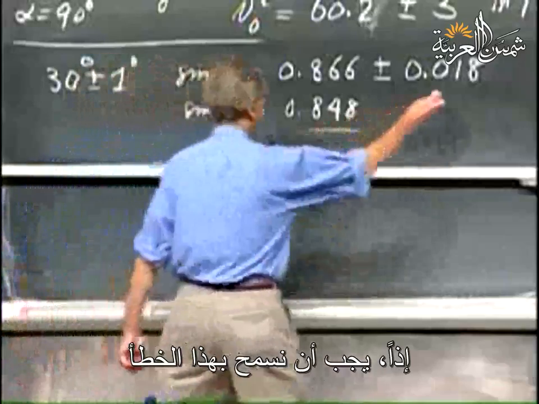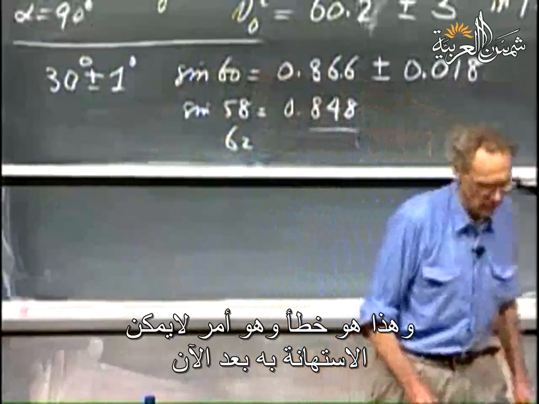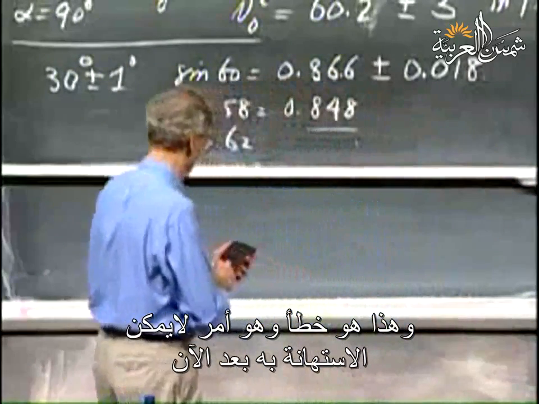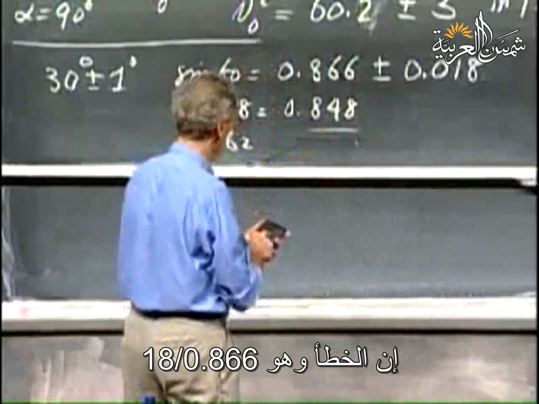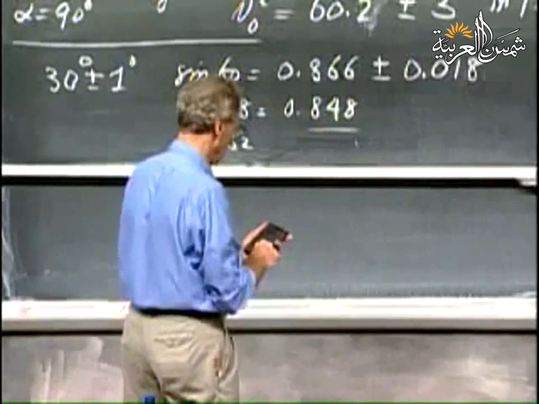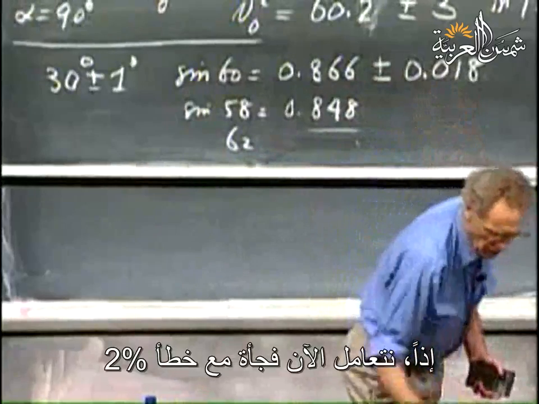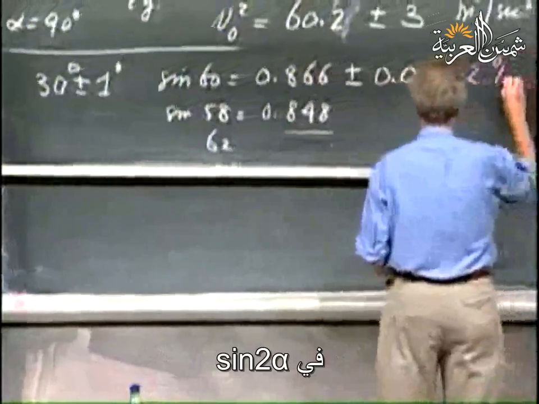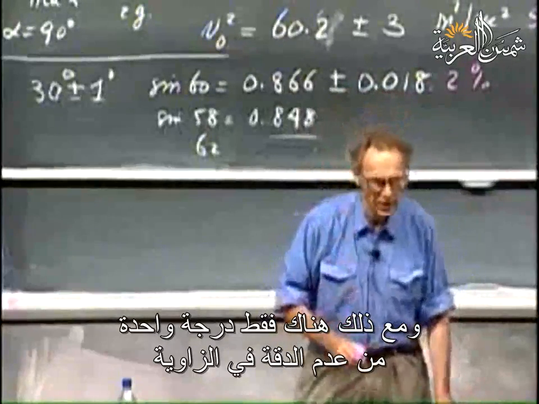So we must allow for this error. And that is an error which is by no means negligible anymore. That is an error which is 18 divided by 866. That is a 2% error. So now we're dealing all of a sudden with a 2% error in the sine of 2 alpha, even though there's only a 1 degree uncertainty in the angle.